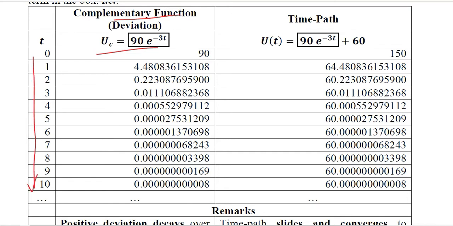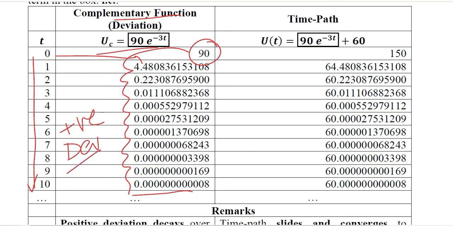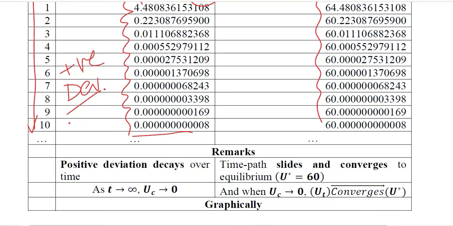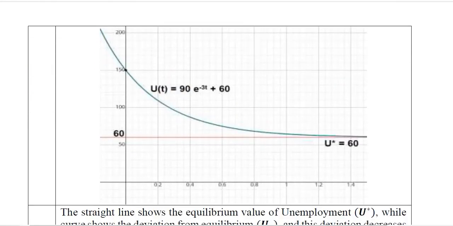We started with 0 and it gave us the value of 90, and then it started to decline, and consistently it is approaching 0. So the positive deviation is fading away, and when we add it to the equilibrium, we get this series of values, which is also declining. So it means that there was a positive deviation, as we saw, and as time went on, the deviation nearly approached 0, and the time path should decline and converge to the equilibrium value, which is 60. So let's look at it in a graphical way.